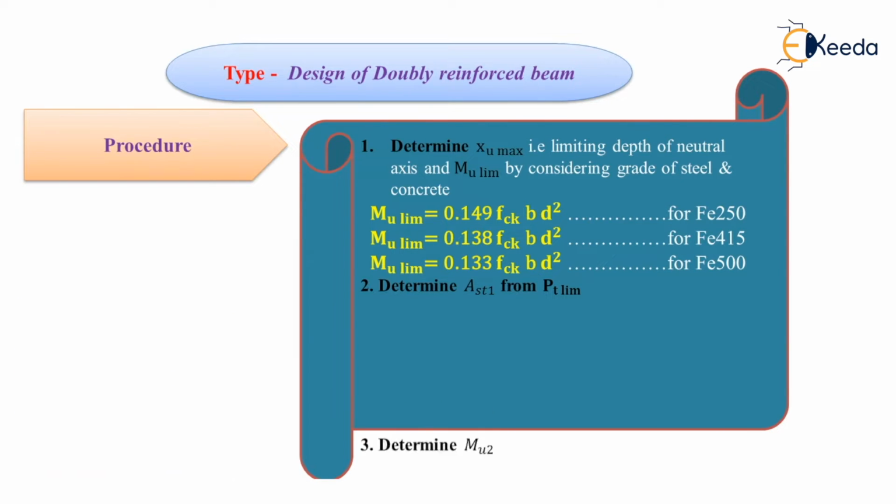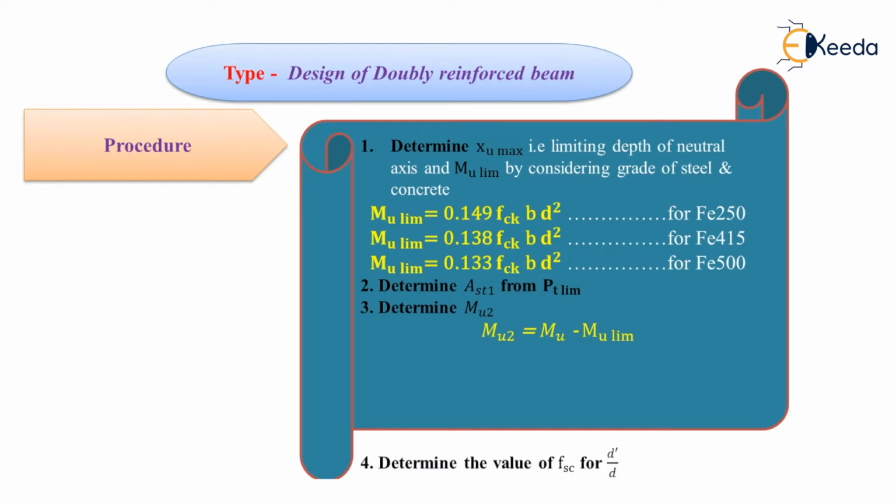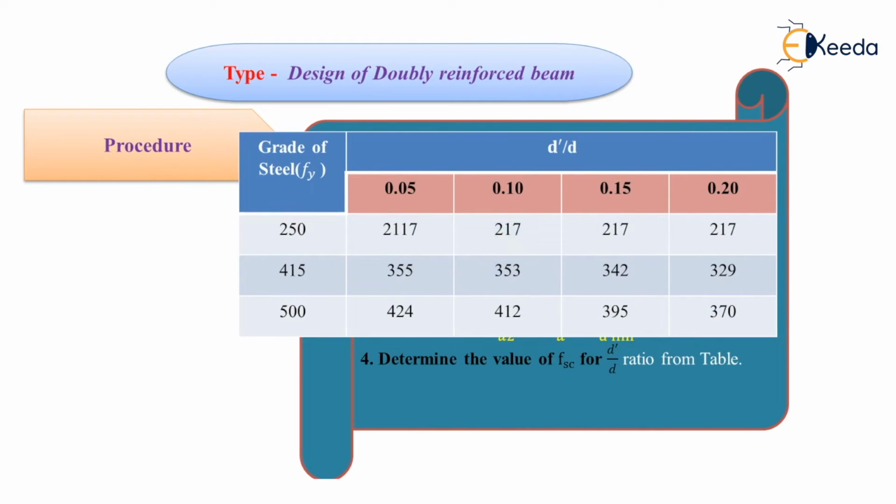Now we will determine the extra moment which is to be resisted by compression steel and additional tensile steel, that is Ast2. The extra moment is Mu2, which is equal to total moment minus Mu limit, that is Mu minus Mu limit. Then we will find out the value of fcc and fsc. The fsc value can be calculated from the d dash by d ratio, and if d dash is less than 0.43 Xumax, then fsc we will take 0.45 fck.